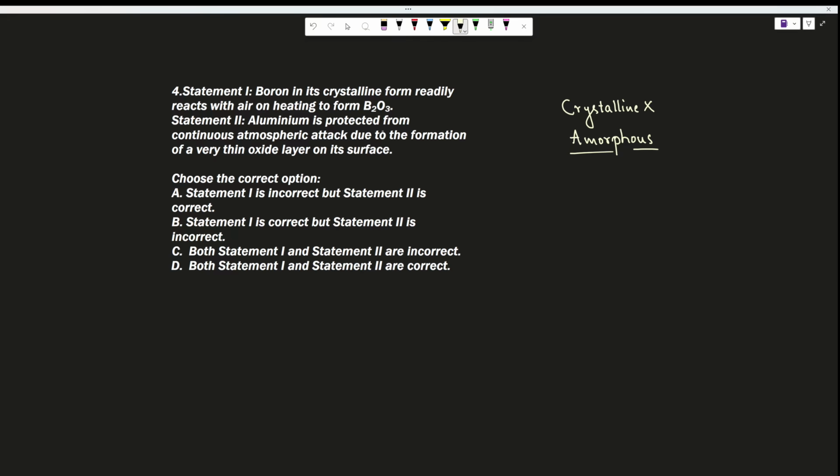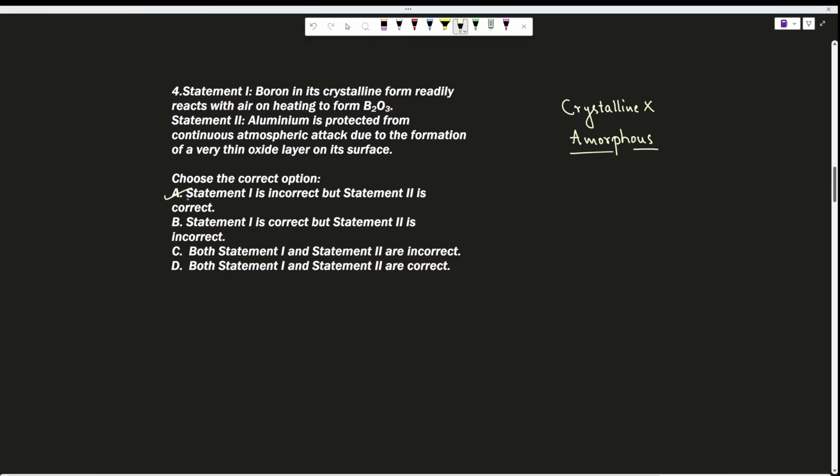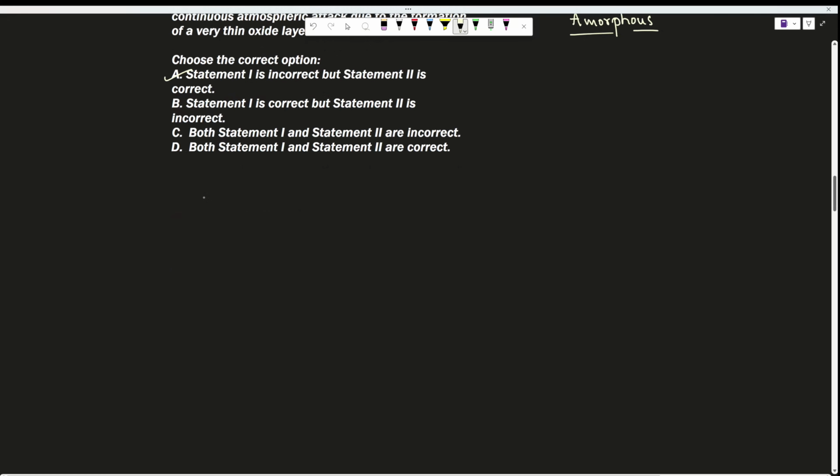Then, aluminium is protected from continuous atmospheric attack due to the formation of a thin oxide layer. This everybody knows. On the aluminium surface, there will be a thin oxide layer due to which the reaction is restricted. So, statement 1 is incorrect here, but statement 2 is correct. Okay, next question.